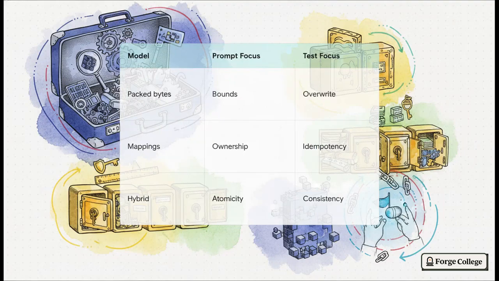And those constraints, they actually have to shift based on the specific model you're running. Take a look at this breakdown. If you're using packed single bytes, you need to tell the AI to treat the data like a tightly packed suitcase. So your prompt emphasis really needs to be on bounds checking and masking safely. But if you're using a mapping per field model, well, that's more like a row of completely separate safety deposit boxes. In that case, you've got to emphasize ownership caps and optimizing the gas per write. And if you're venturing into a hybrid bit field and blob model, you absolutely must demand total atomicity so that partial appends don't end up corrupting your token's consistency.